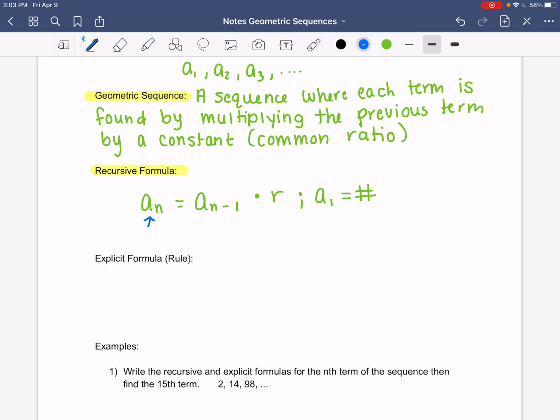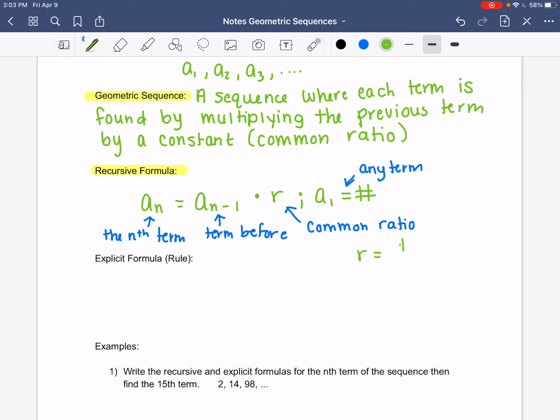So again, a sub n just means the nth term. This is the term before. r is our common ratio, and this technically can be any term. The way that you find the common ratio is you take any term and divide it by the term before. So ratio is a fraction, right? You take any term, divide it by the term before, and that's how you can find your common ratio.